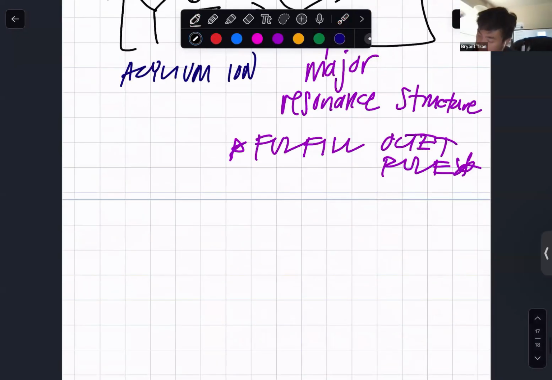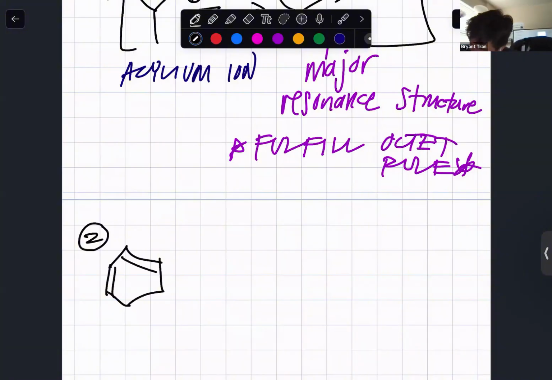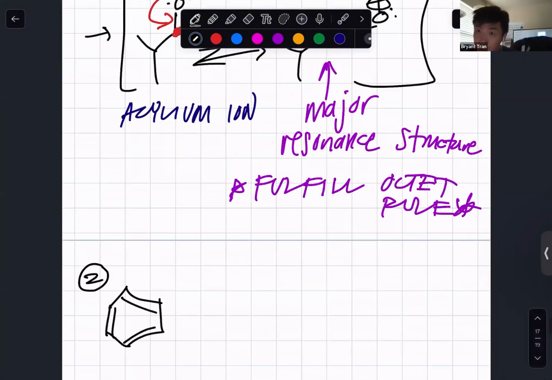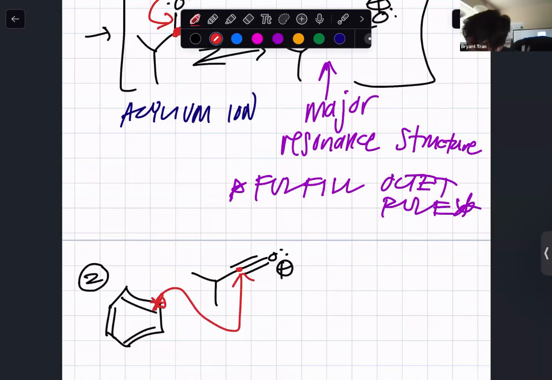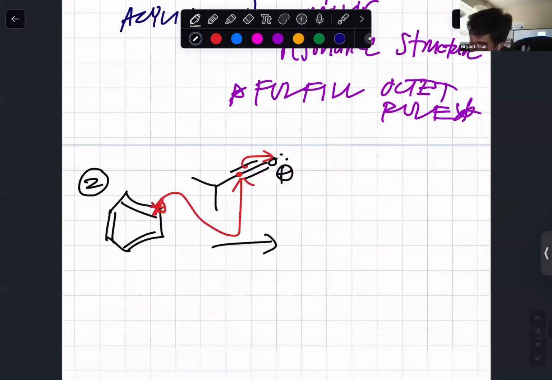Okay. Now let's move on to the second step where we bring in our nucleophilic benzene ring. And then we bring in our major resonance structure of the acylium ion. You could have used the minor one as well. We know that this is the electrophile, this is the nucleophile. They attack to conserve the octet rule, pop one of the bonds onto the oxygen, give us this intermediate right here.